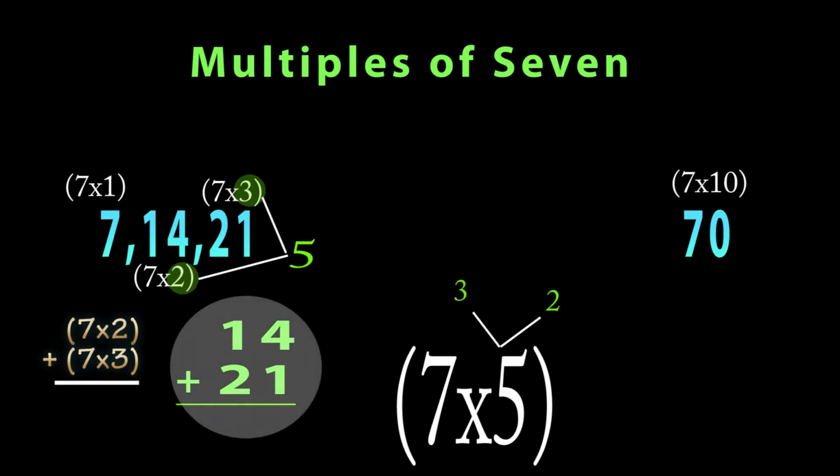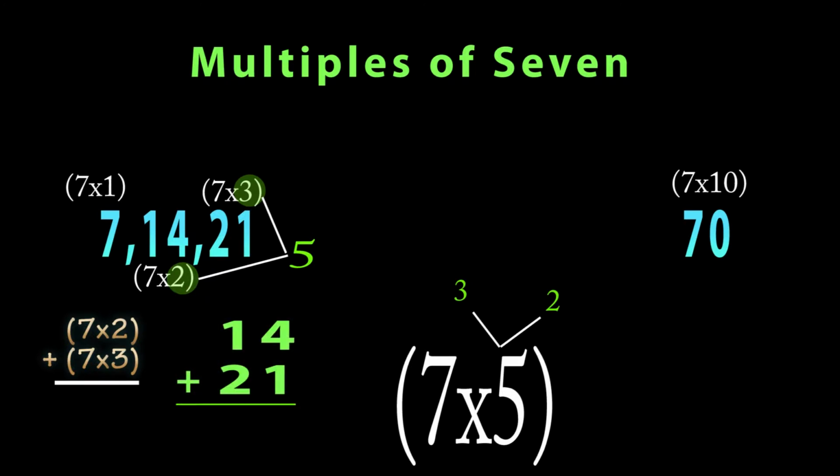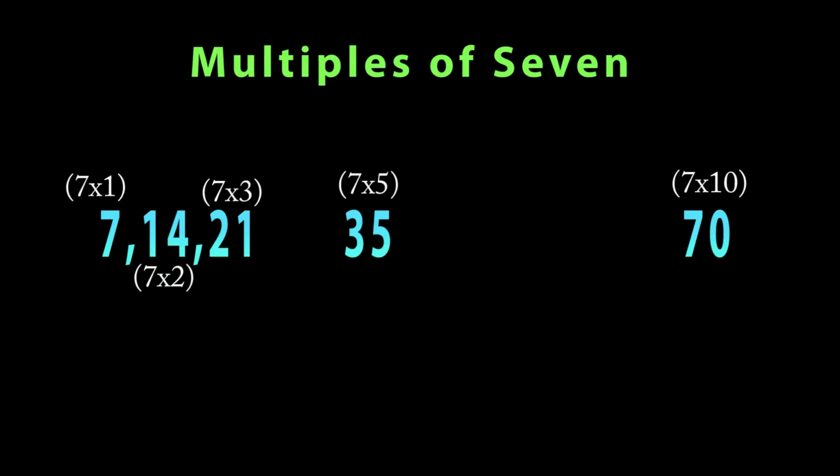7 times 2 equals 14, and 7 times 3 equals 21. When you add those 2 decomposed products together and recompose that number, you'll find that your product of 7 times 5 is 35. Now that we have figured out the 5th multiple of 7, let's move on.